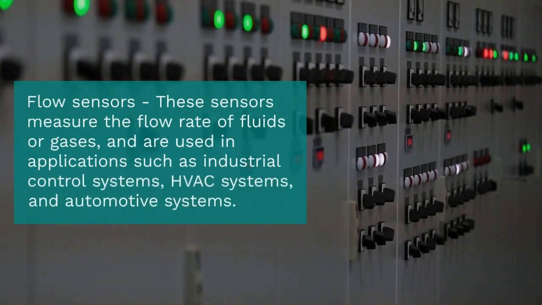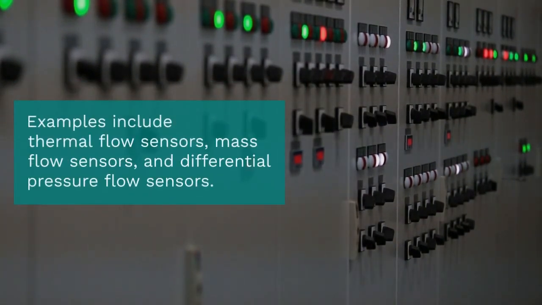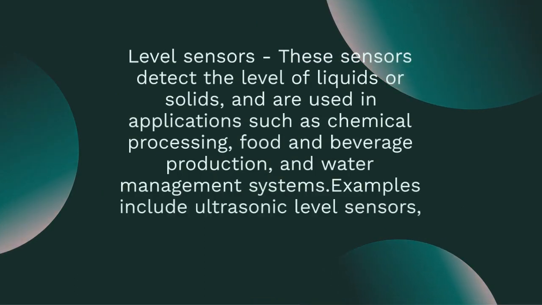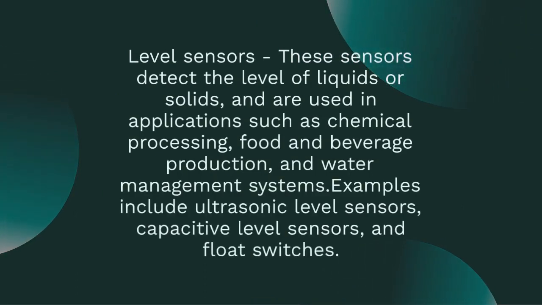Flow sensors. These sensors measure the flow rate of fluids or gases, and are used in applications such as industrial control systems, HVAC systems, and automotive systems. Examples include thermal flow sensors, mass flow sensors, and differential pressure flow sensors. Level sensors. These sensors detect the level of liquids or solids, and are used in applications such as chemical processing, food and beverage production, and water management systems. Examples include ultrasonic level sensors, capacitive level sensors, and float switches.